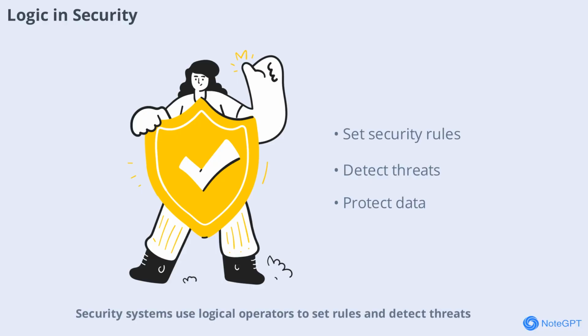Security systems use logical operators to set rules and detect threats. For example, access might be granted if a user is authenticated and their device is trusted. Logical operators help protect data and ensure that only authorized actions are allowed.